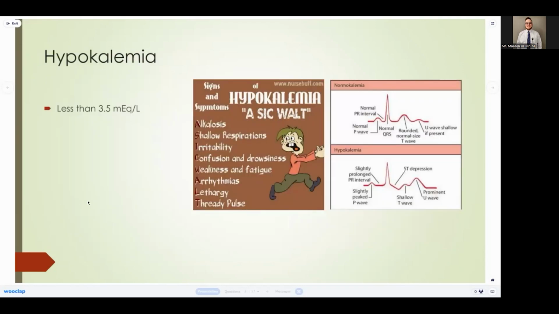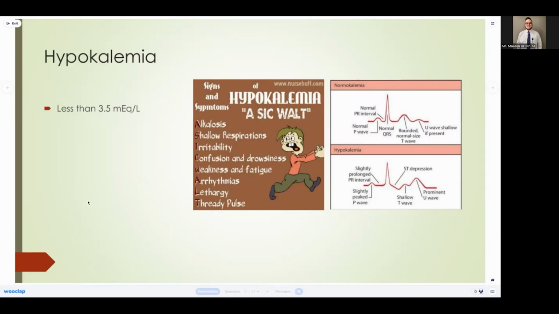So hypokalemia is, again, hypo is low and slow. This is too little potassium, less than 3.5 milliequivalents. So signs and symptoms of hypokalemia. A SICK WALT is a goofy acronym: alkalosis, shallow respirations, irritability, confusion, weakness, arrhythmias, lethargy, thready pulse. A thready pulse basically means a weak pulse, not necessarily high or low, just a weak pulse.